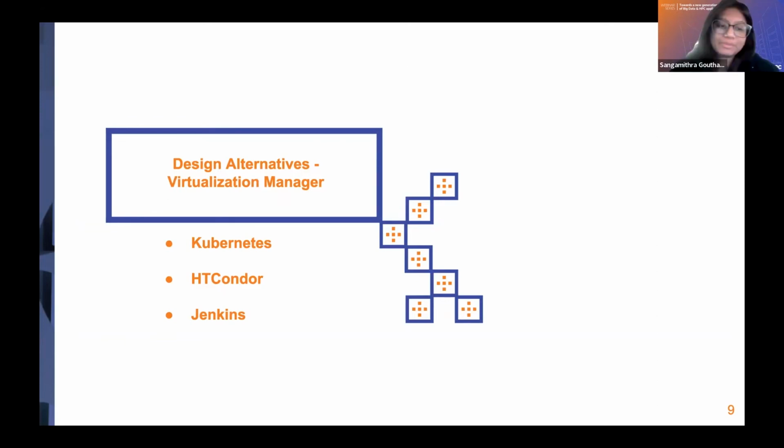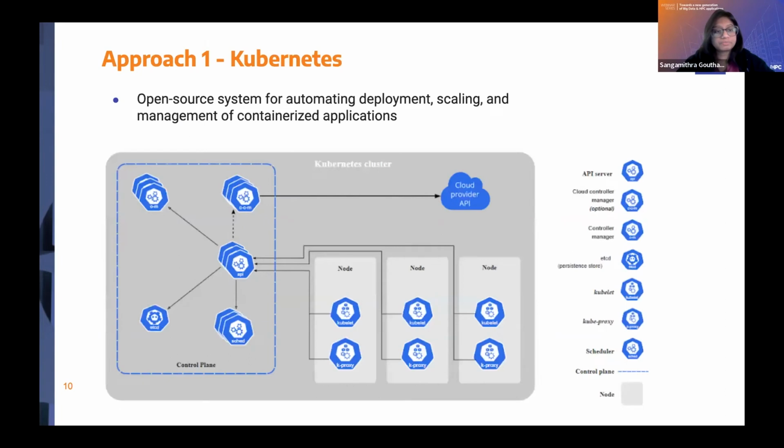Thank you, Amit. I'm Sangamithra. I'm a second-year master's student at UT Austin, and I'll be talking about the design alternatives that we explored to design our virtualization manager. Primarily, we explored three open source distributions, which were Kubernetes, HTCondor, and Jenkins. Let's get down to the first one, starting with Kubernetes.